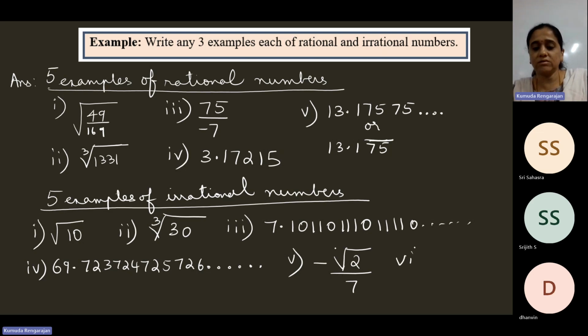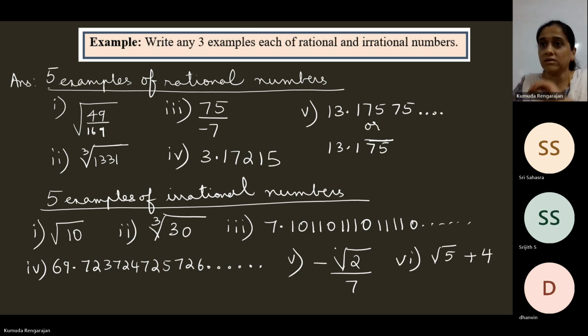You can even write, say, root 5 plus 2 or root 5 plus 4. Square root of 5 is irrational. Plus 4. What is square root of 5? It's a non-terminating, non-repeating decimal. And if you add 4 to that, you'll get a new non-terminating, non-repeating decimal. So square root of 5 plus 4 is an irrational number. Yes, square root of 16 plus 4 is a rational number.